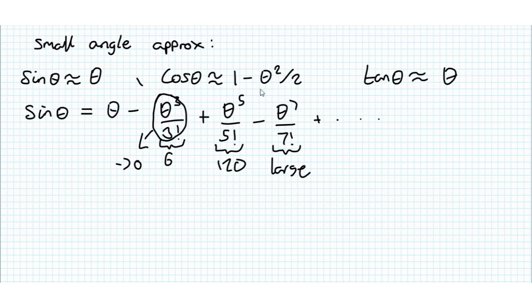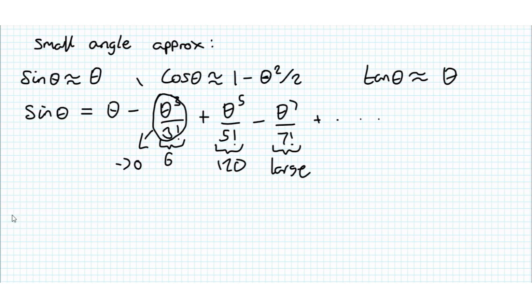And you can do something similar for cosine, because if you look at the expansion, after this term, the next power of theta is to the power of 4, and that's just tiny, and we'd have over 4 factorial, which is 24. So all these terms just sort of disappear, and that's where you get this expansion from.